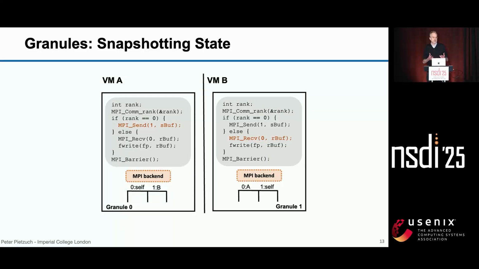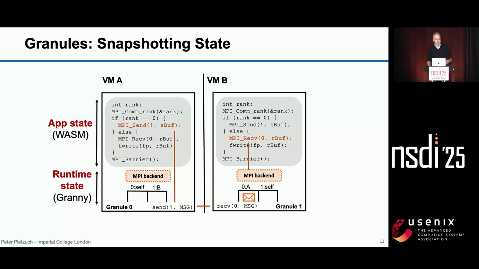So now that we know that a granule is in a consistent state, we can snapshot it efficiently. And here, again, we're taking advantage of our WebAssembly approach, where we know the entire application state can simply be captured based on that linear memory array that we have for that WebAssembly module. And any other state is the runtime state maintained by the Granny runtime itself, for example, messages that are about to be delivered, and that is also something that we can snapshot efficiently.